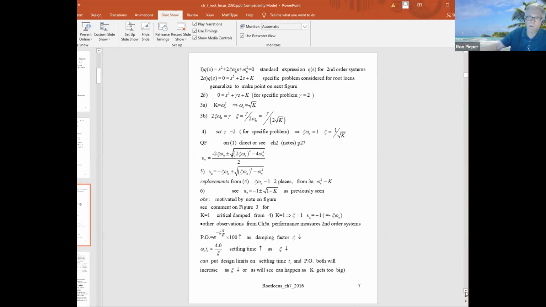All right, so I'm going to remind you that when we were doing our second order analysis, we came up with the general form for that second order system in terms of a natural frequency and a damping ratio in terms of S looks like this.